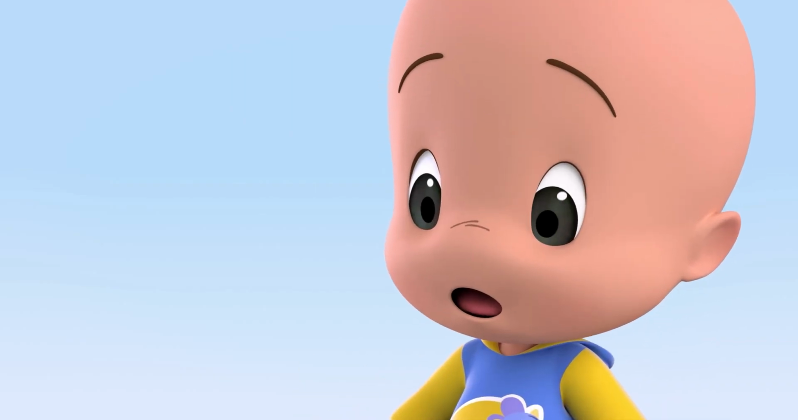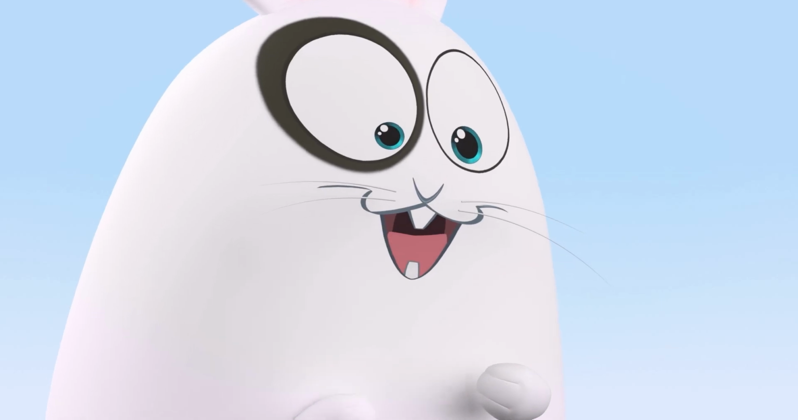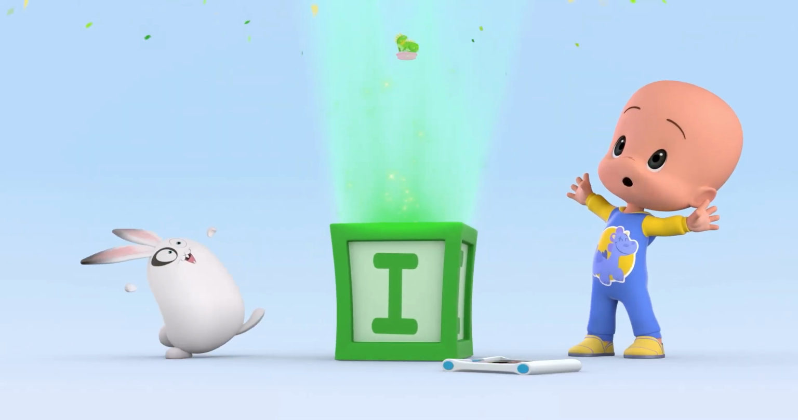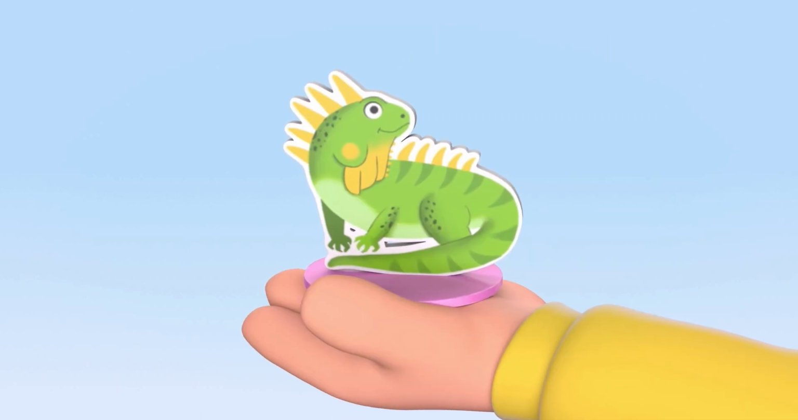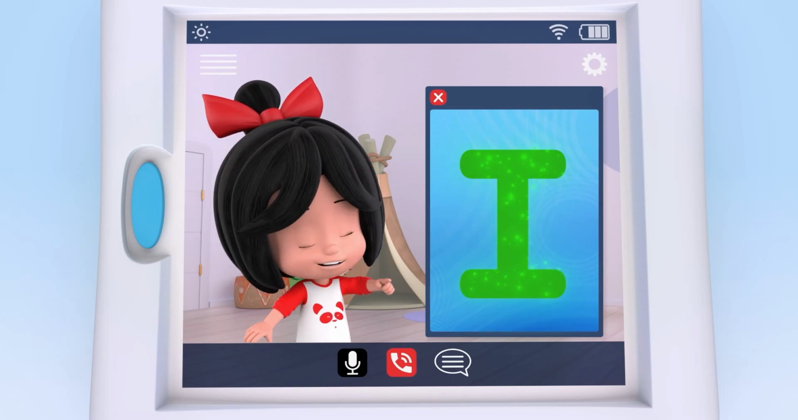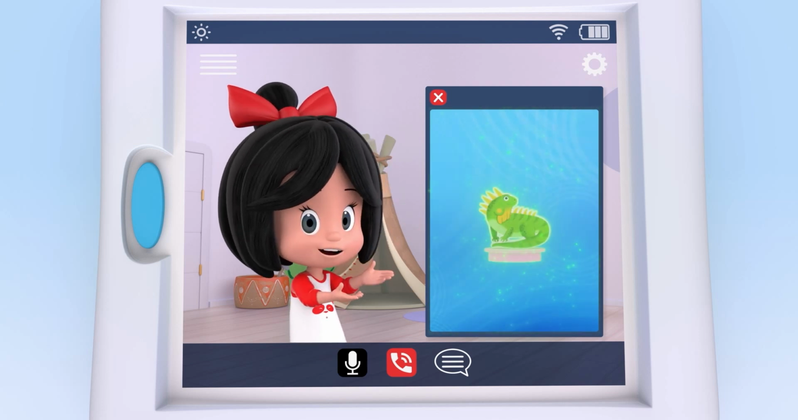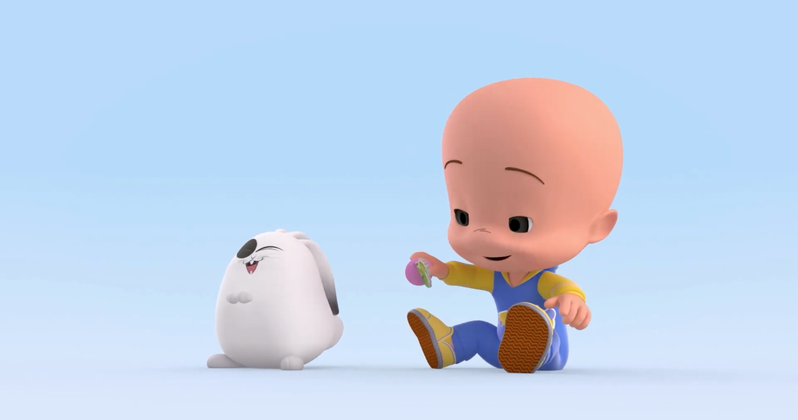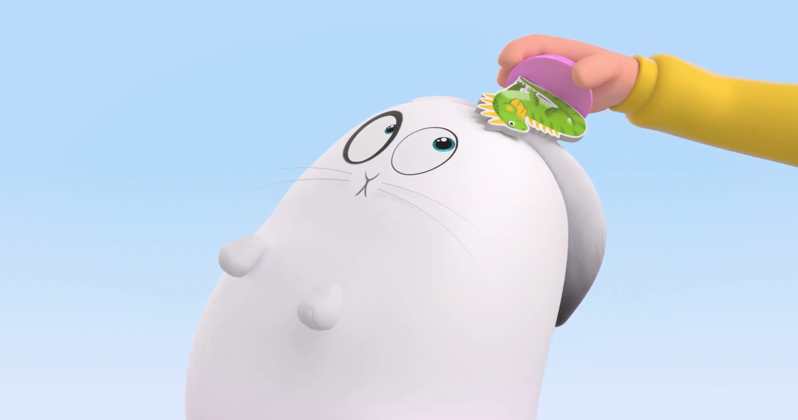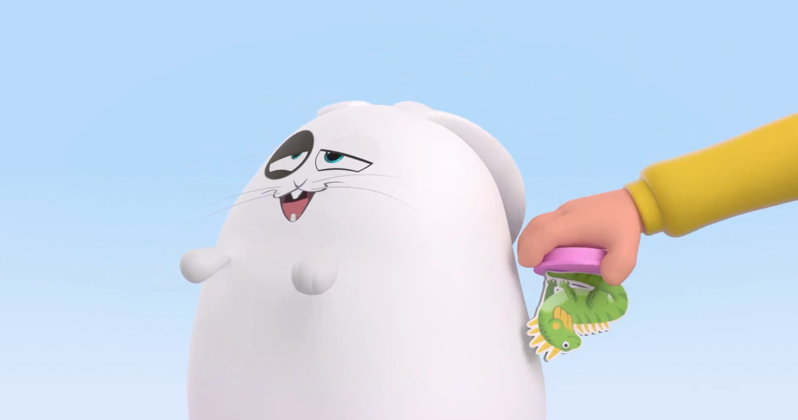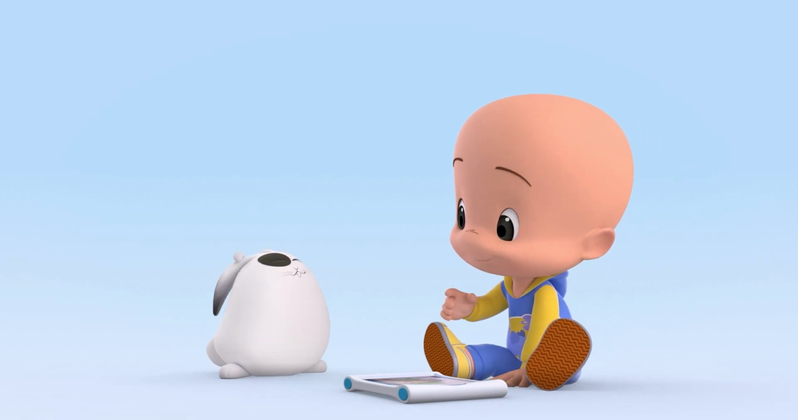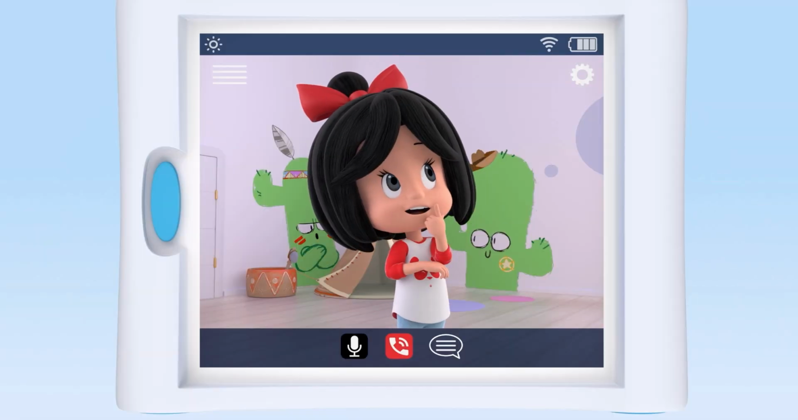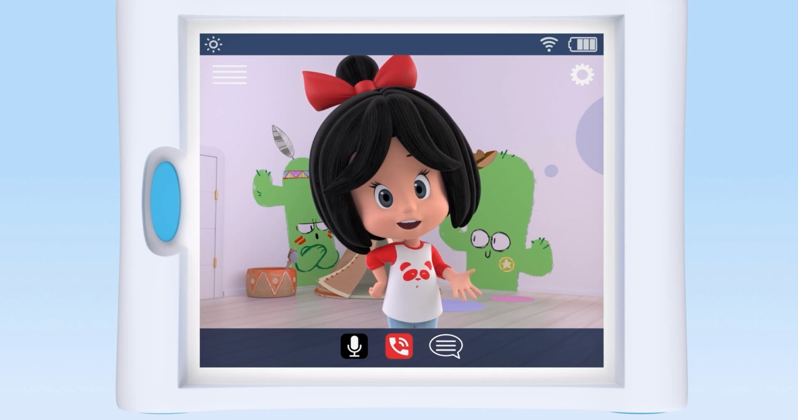I. Wow. I. Iguana. Good, Cuquin. Yes. I is for iguana. Let's see. What animal begins with the vowel O?